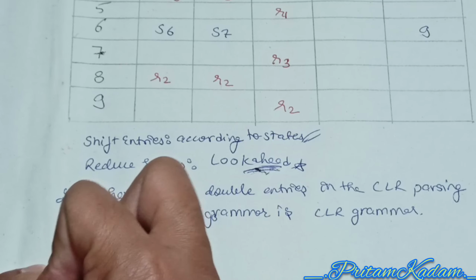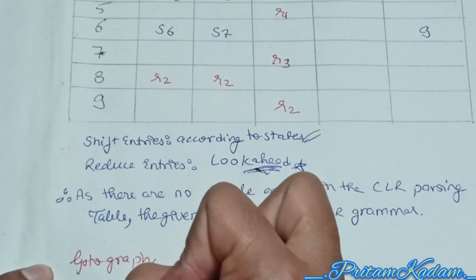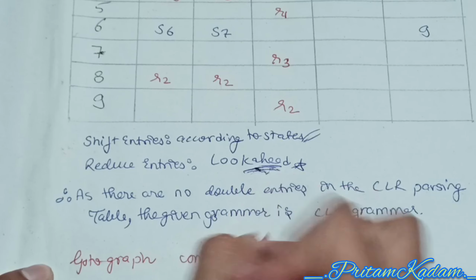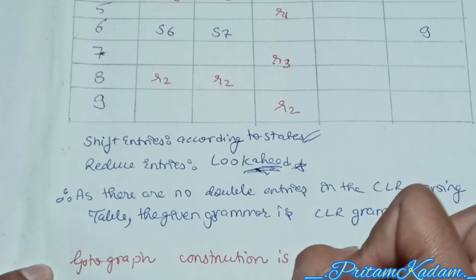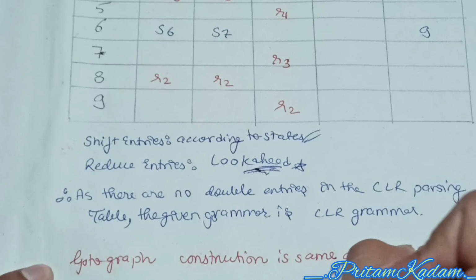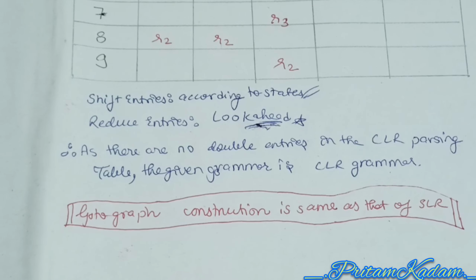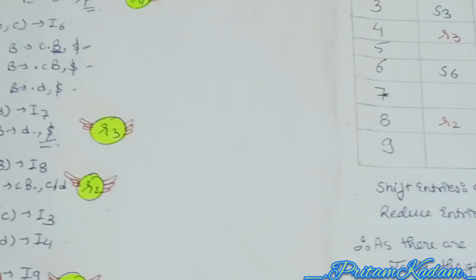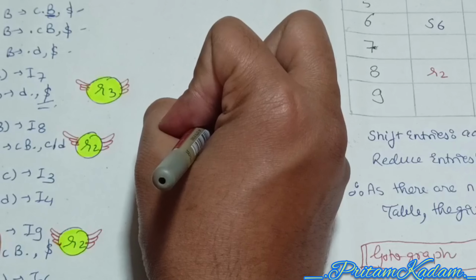We also have the go to graph, but the go to graph construction is same as that of SLR. So let us write it down first. Go to graph construction is same as that of SLR's go to graph. So let us just have this go to graph. We have the space between these two, so we'll make one over here only.